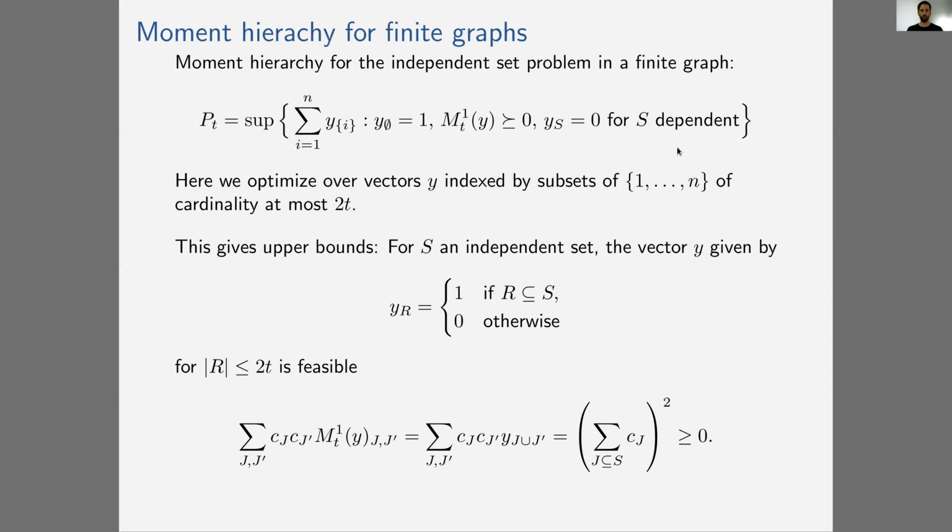What this also shows is that we can actually add constraints to this program. The vector y we constructed is obviously entry-wise non-negative, and we can add those constraints to the program. That can make the bounds better. So let's do that.